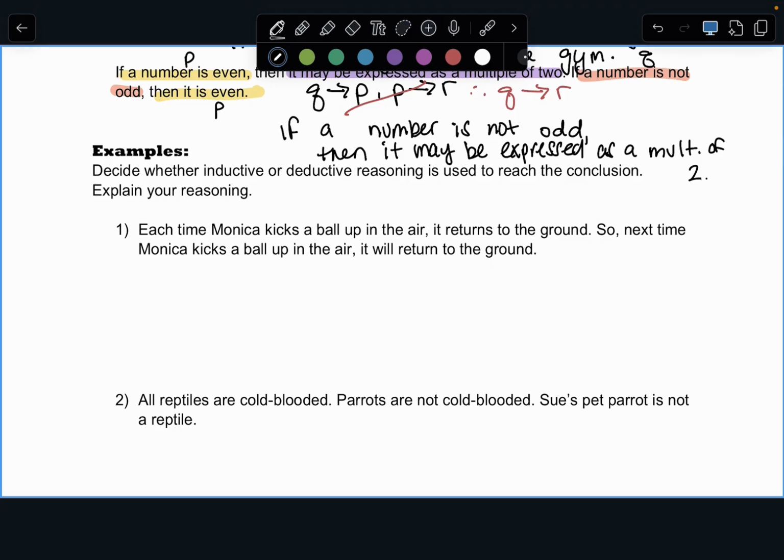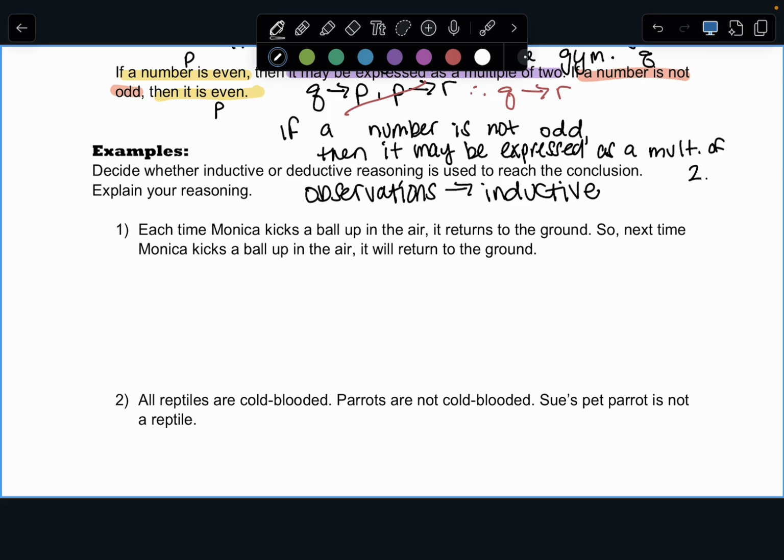Last thing you'll see, we have 2 more examples, is combining deductive reasoning and inductive reasoning, what we did last week and this week, and determining the difference between the two and which one we're using. So remember, anytime you see observations, that is inductive reasoning. Anything else, for the most part, is deductive. So it says each time Monica kicks a ball up in the air, it'll return to the ground. So next time, when she kicks it up, it's going to return to the ground.